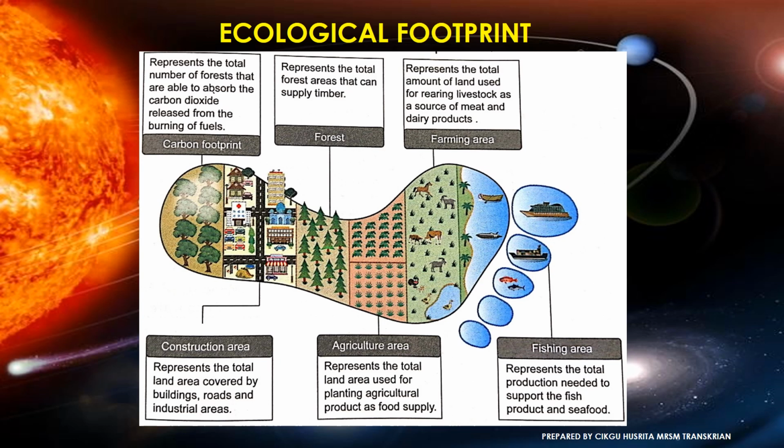Okay, and then the third one, farming area, represents the total amount of land used for rearing livestock as a source of meat and dairy products. And then fishing area, represents the total production needed to support fish products and seafood. And then agriculture area is very important as a food supply to us. And then construction area represents the total land area covered by buildings, roads and industrial areas, and also for our residences.